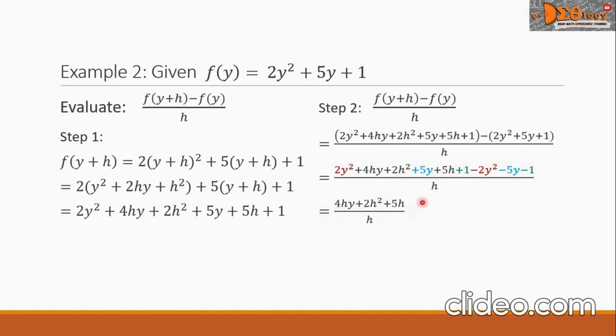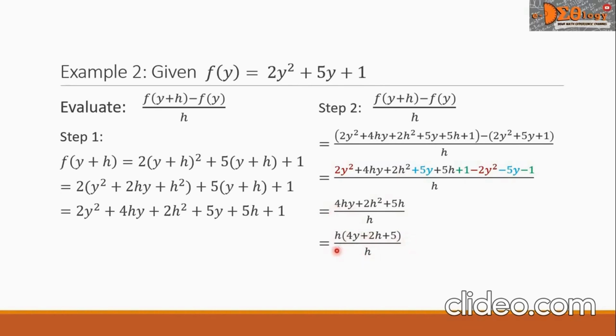In the numerator, there is a common factor which is h that we can factor out. So h is factored out, multiplied by the trinomial 4y plus 2h plus 5.